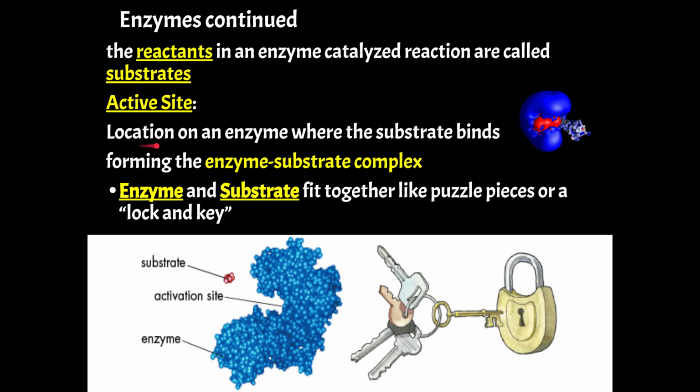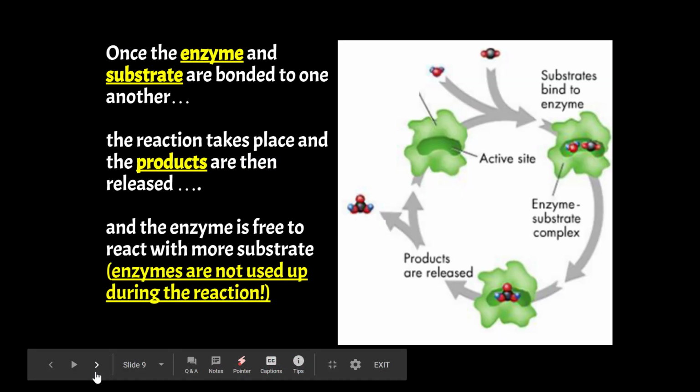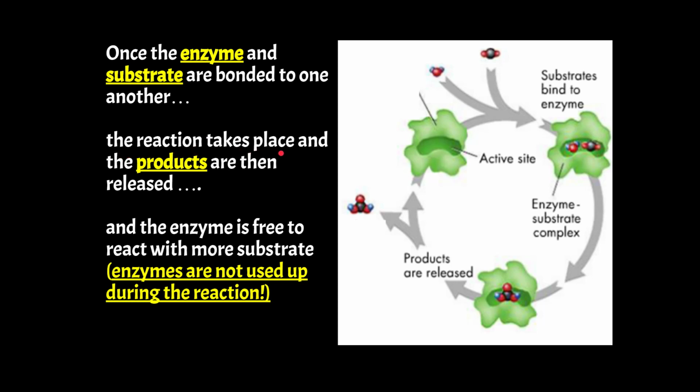The active site is the location on the enzyme where the substrate and the enzyme bind together. Once that happens, they form this large complex known as the enzyme substrate complex. And oftentimes the enzymes are described as fitting with the substrate like a lock and a key. That one enzyme has an active site that is unique, where only one substrate can actually fit within it. Once that enzyme and substrate are bonded to one another at the active site, the chemical reaction will take place, and then the products will be released.